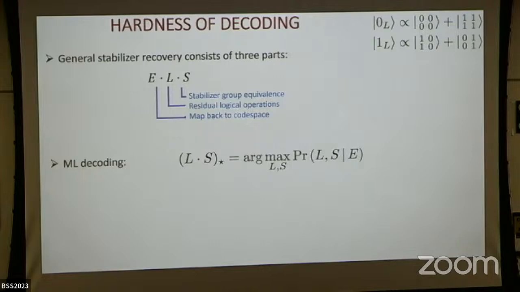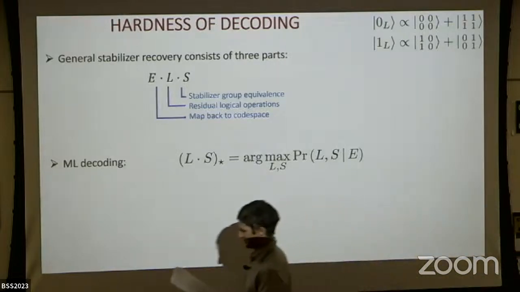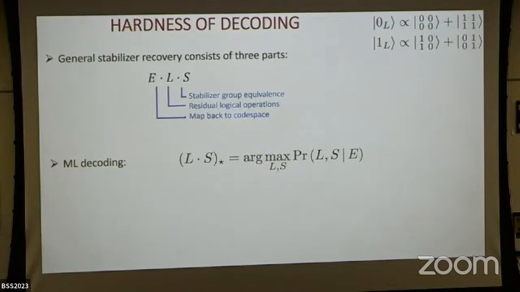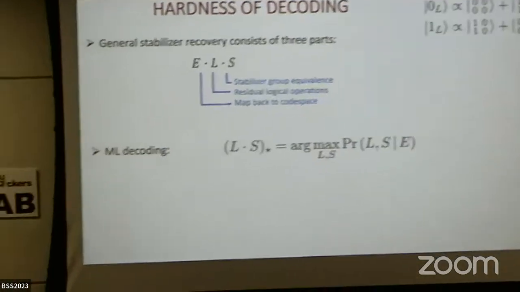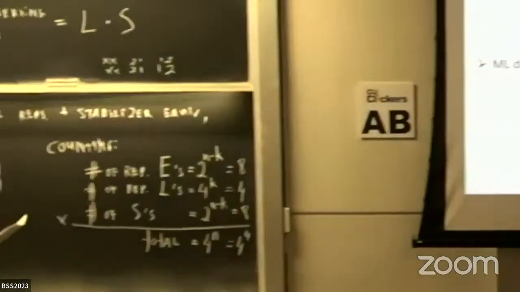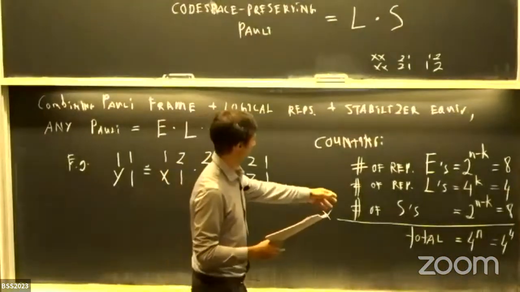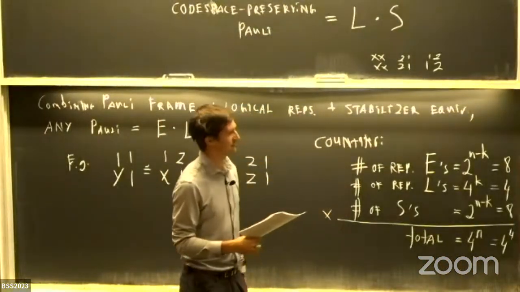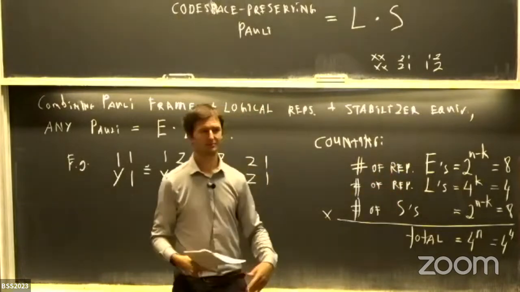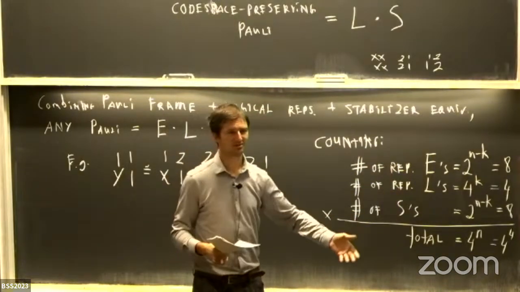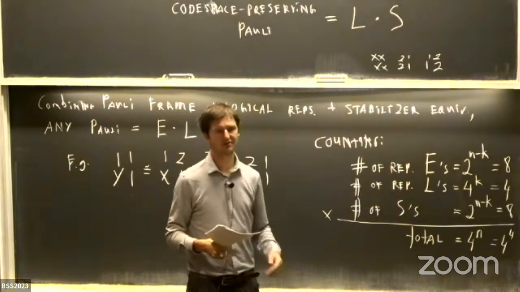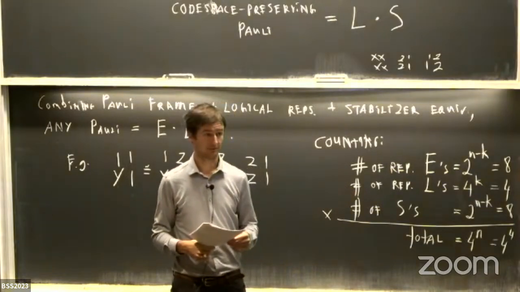Now, this is exactly the same as classical error correction. And we already know, even for the 4-qubit code, that there's quite a few combinations of L and S we can pick from. There's 4 different L's and 8 different S's. So already for 4 qubits, there's 32 different things we have to pick from.